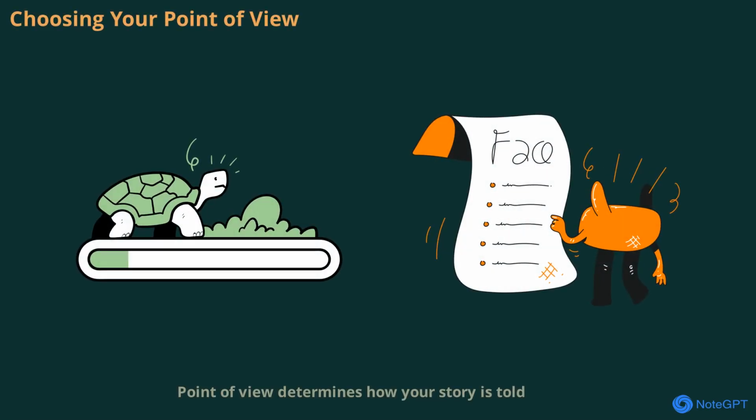Point of view determines how your story is told. Most narrative essays use the first person, allowing you to share personal experiences directly. However, third-person narration can also be effective, especially when writing about others. Choose the point of view that best suits your story and helps you connect with your audience.